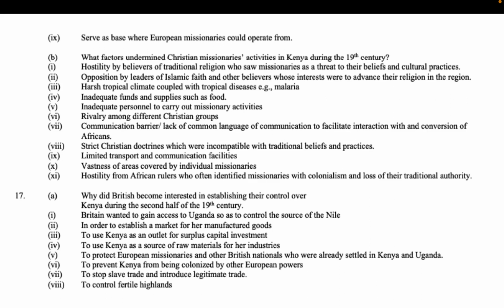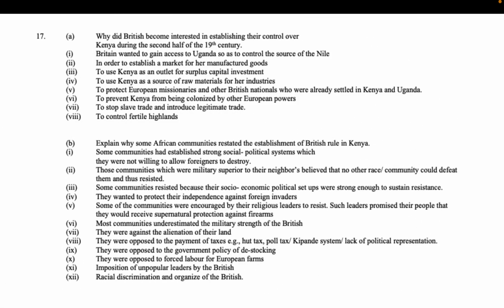B. Explain why some African communities resisted the establishment of British rule in Kenya. Some communities had established strong social and political systems which they were not willing to allow foreigners to destroy. Those communities which were militarily superior to their neighbors believed that no other community could defeat them and thus resisted. Some communities resisted because their socio-economic and political setups were strong enough to sustain resistance.